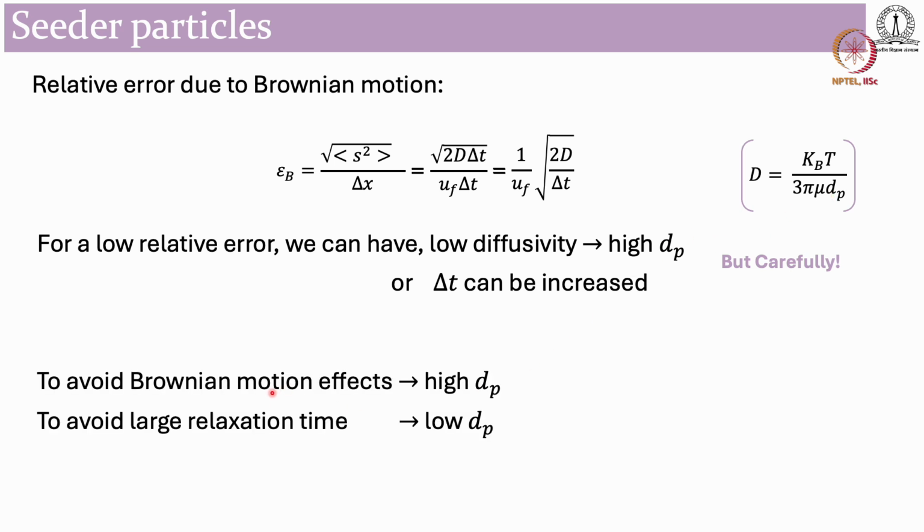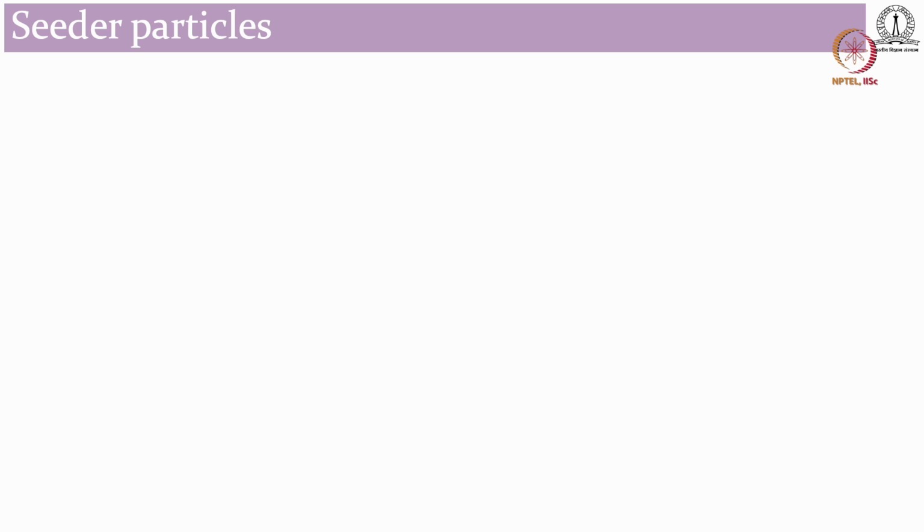So this is what I mean. To sum up, to avoid Brownian motion effects, you should have high dp, the particle diameter, and to avoid larger relaxation time, your dp should be low. So it is again a trade-off, and a person who is doing the experiment should calculate these things very carefully and then select their particle diameter.